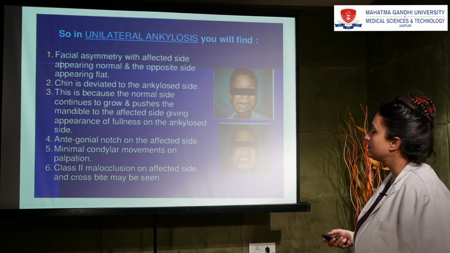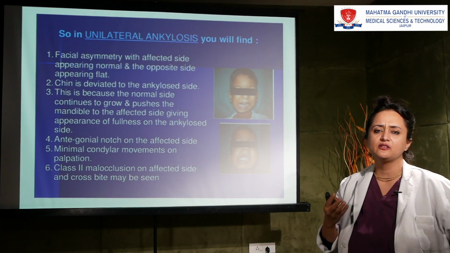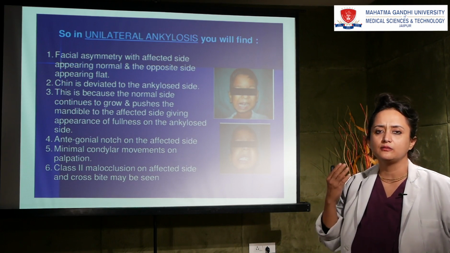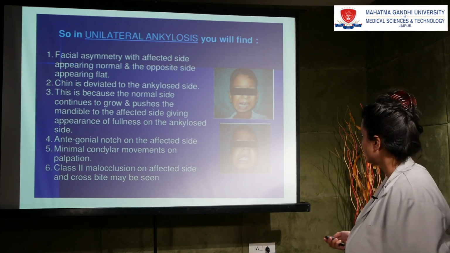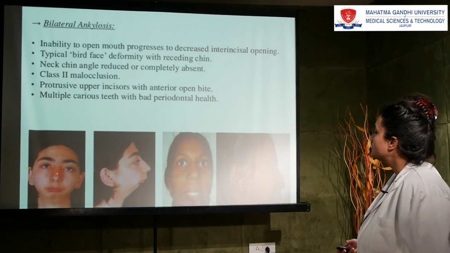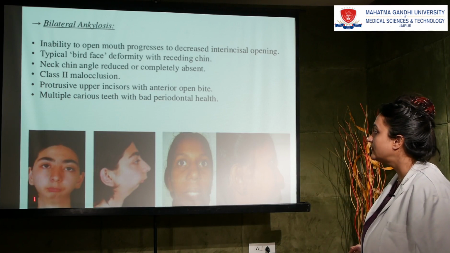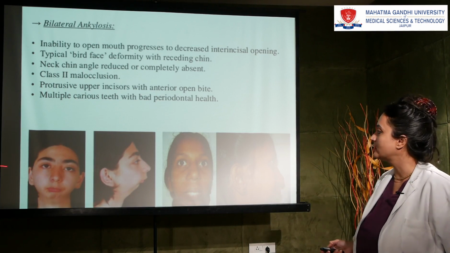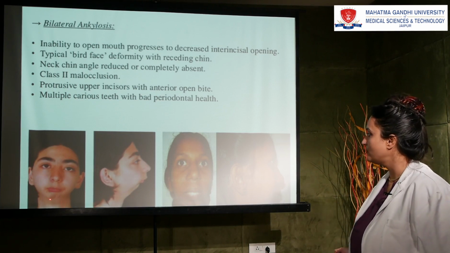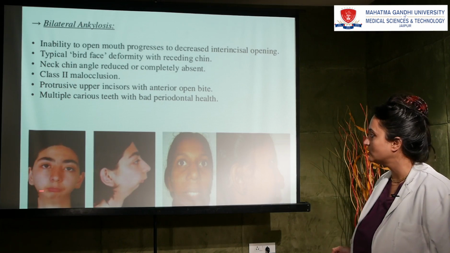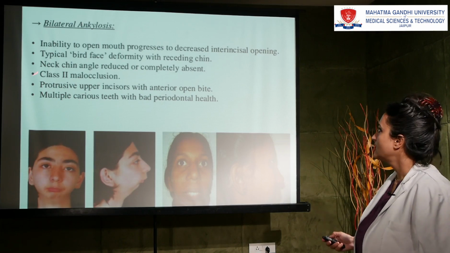And obviously there will be a lot of caries because the patient is unable to open his mouth and maintain good oral hygiene. This is a case of bilateral ankylosis. We can appreciate this is known as a bird facies, whereas there is retrognathia, that is, the lower portion of the mandible is not able to grow because both the joints are ankylosed.